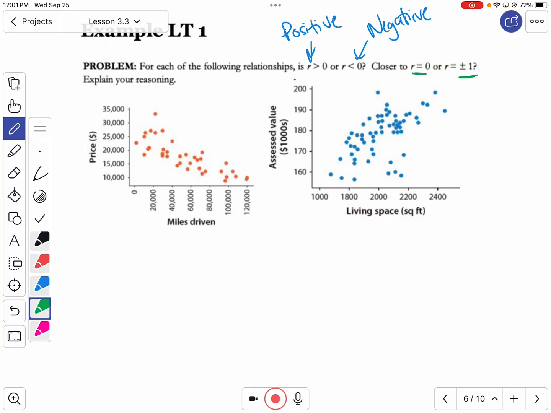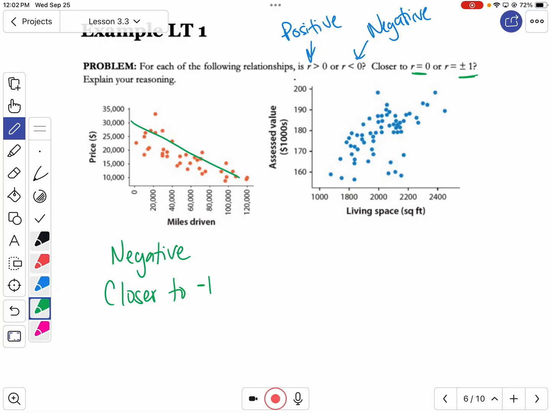So let's look at the first one. Probably talking about cars there, miles driven and what the car's value is. Don't know for sure because it didn't tell me. In that first one, is my correlation coefficient going to be positive or negative? It's going to be negative. Do you think it's going to be closer to -1 or closer to 0? It's got to be closer to -1 because I can really tell that's a line. That looks like a pretty decent line. So we're going to say closer to -1. These are the kind of questions they're going to ask you today. They're not super tough. You're just looking at the numbers and the data.